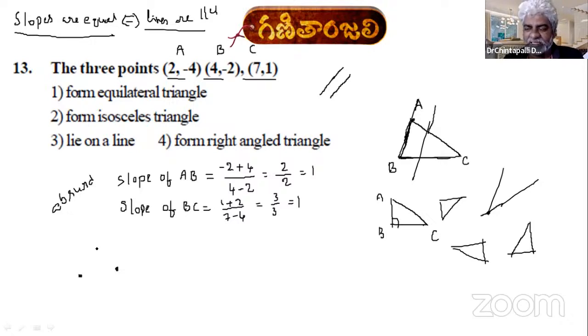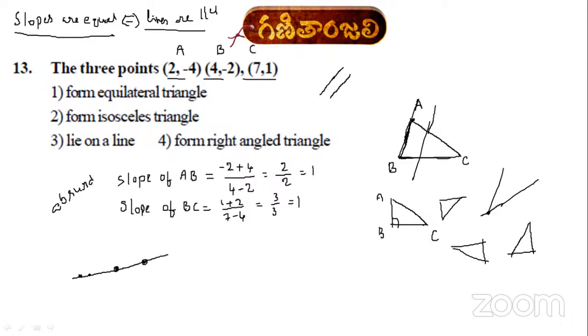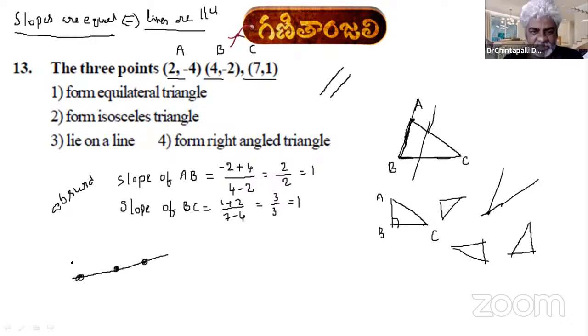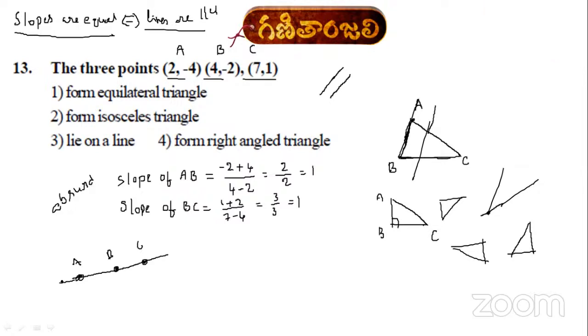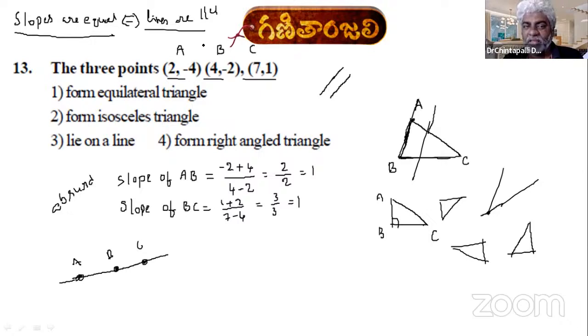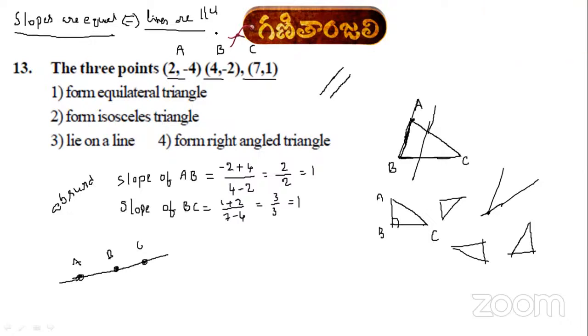The first chance is a triangle is formed. If a triangle is not formed with those 3 points, those 3 points must be lying on a straight line. See, it is A, it is B, it is C. If slopes are equal, then the lines are parallel, or parallel means collinear also. For collinear lines also slopes are the same.